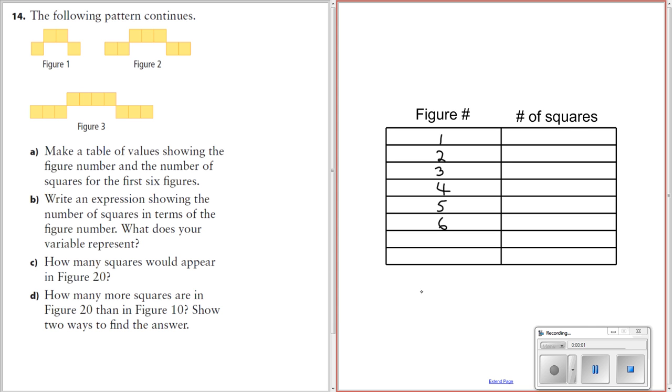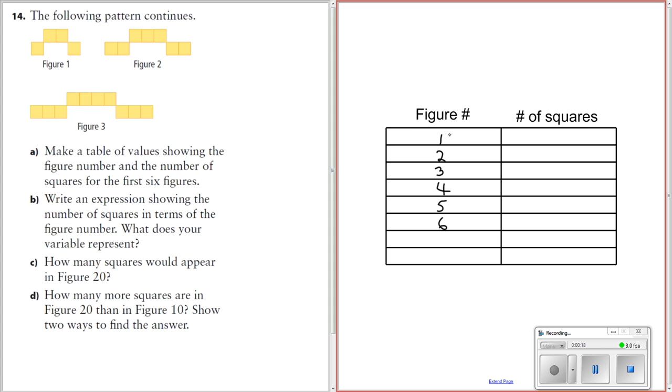9.2, question 14. The following pattern continues. Figure 1, figure 2, then figure 3. And we see there's a number of squares here, a number of squares here, and finally a number of squares here. It says make a table of values showing the figure number, 1, 2, and 3, and the number of squares for the first 6 figures.